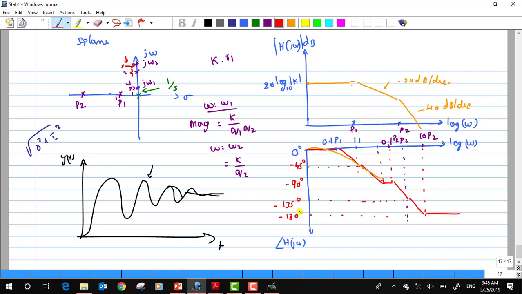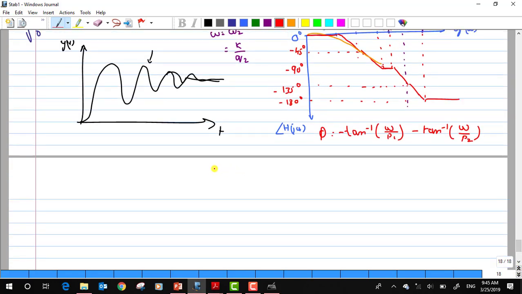Okay, so I can even prove the same statement with respect to the tan inverse term. So this is my phase angle, and I generally have minus tan inverse of omega times that of P1, minus tan inverse of omega times that of P2. Okay, so let us look across each of these frequency components and try to approximate the values. Now for omega that is less than 0.1 times that of P1, what happens to the first term?